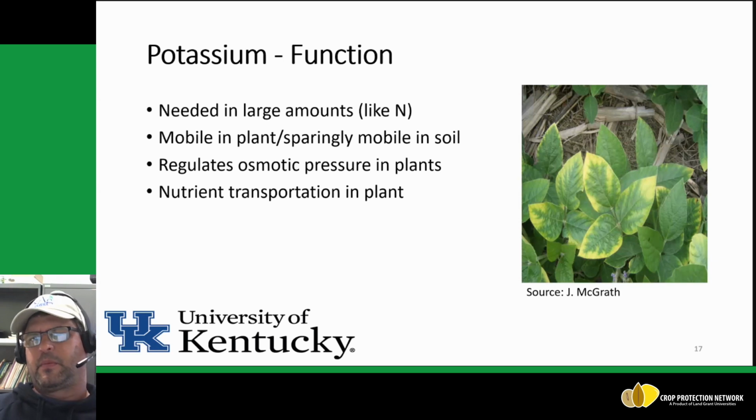Moving on to potassium. Potassium is needed in large amounts, probably almost as much as nitrogen for most crops. It's mobile in the plants and sparingly mobile in the soil. It will move more than phosphorus, but not as much as nitrogen. So again, we will see that at the lower leaves moving up. It also regulates osmotic pressure in plants. So that's kind of one of the controls that influence nutrient uptake. And then it's involved with nutrient transportation in the plant.